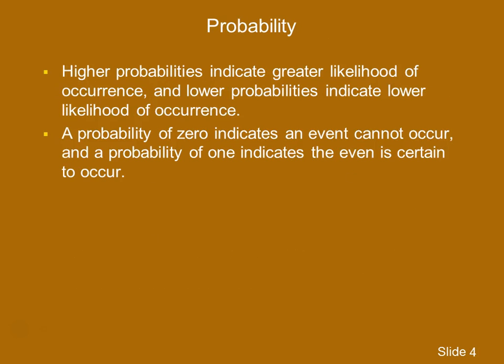Higher probabilities, of course, indicate greater likelihood of occurrence. Lower probabilities indicate lower likelihood of occurrence. And at the extremes, the probability of 0 indicates an event cannot occur, whereas a probability of 1 indicates the event is certain to occur. In most situations, however, we're not usually interested in those extreme cases, but occasionally.